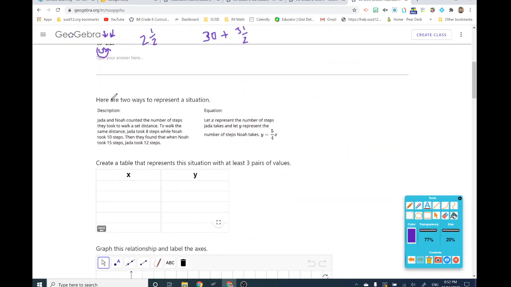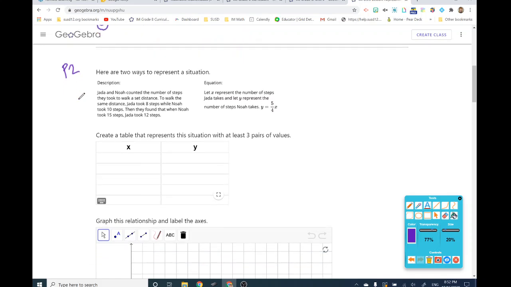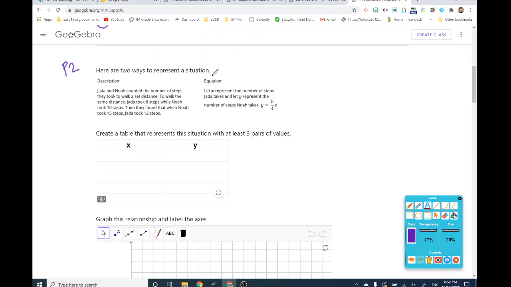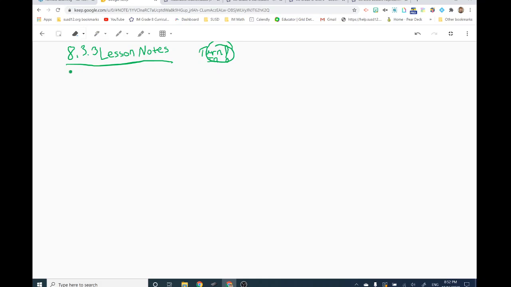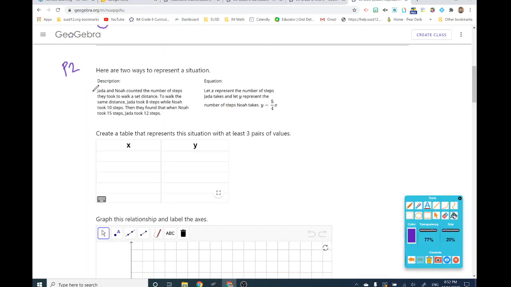Let's keep going. This is problem number 2. Problem number 2, you do need this one in your notes. So you got your note paper here? It starts with problem 2. Write that down at the top of your paper. Let's see what the problem is.